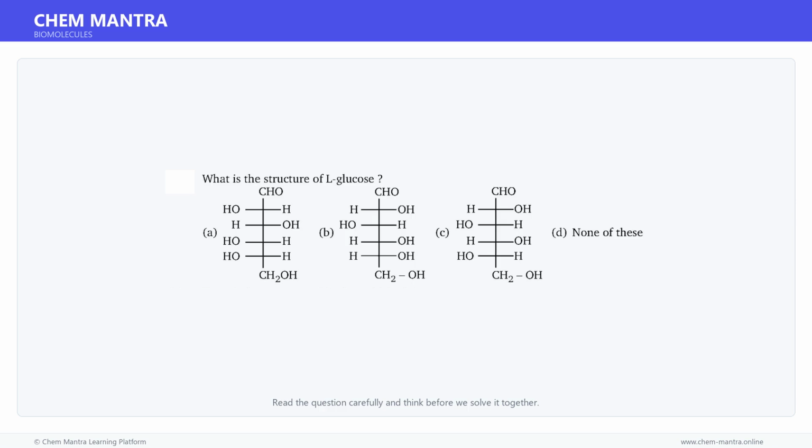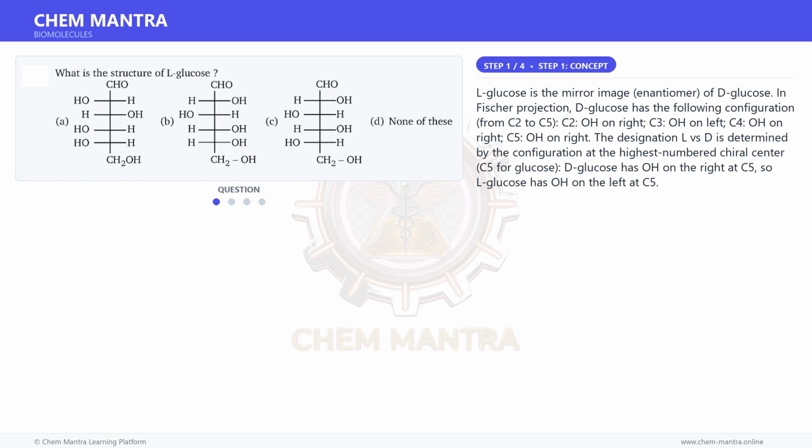Here is a question. Read it carefully and think about the answer. Let us solve it step by step. Let us first understand the key concept here. L-glucose is the mirror image, enantiomer, of D-glucose.